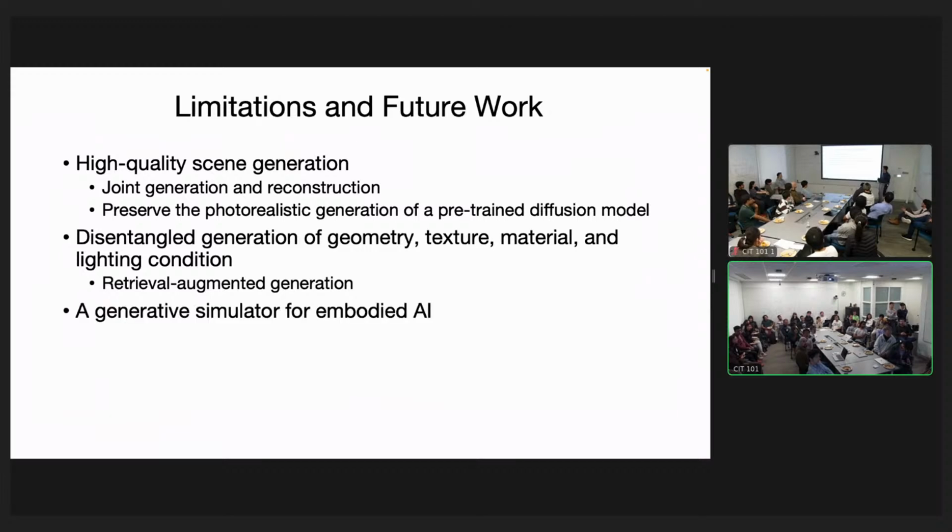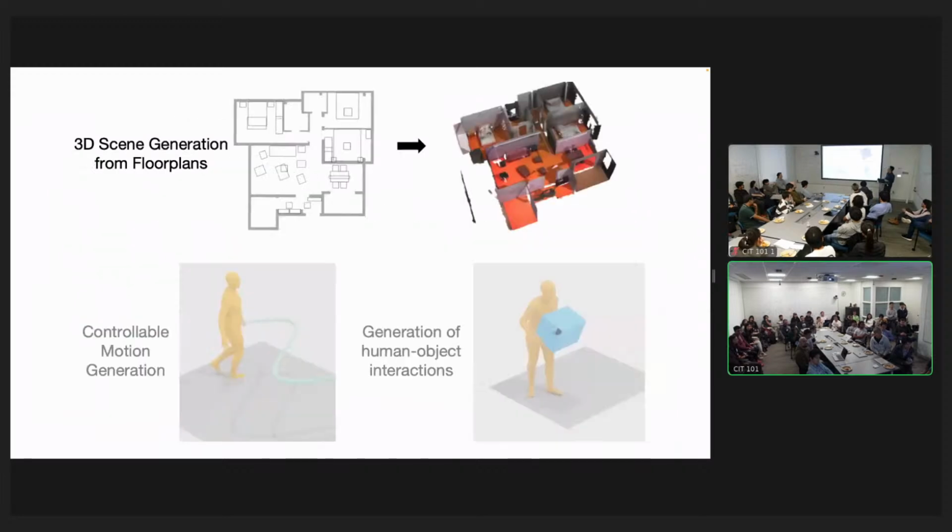And one more thing, right? It's a very ambitious goal, but for our robotics friends, how about having a pure generative simulator? So we'll have more diverse environments to train the embodied agents. Right? Okay. So let me switch gears to briefly talk about our effort on human motion generation.